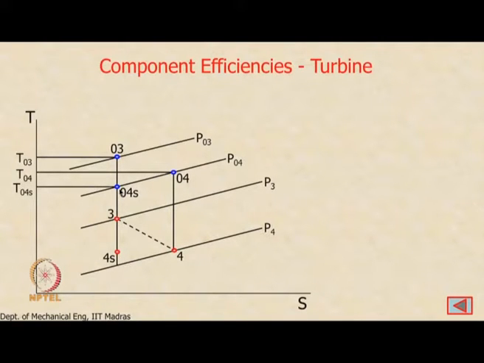So if I do that, the corresponding static state would have been 4s, and the corresponding stagnation state would be 04s. So I can see that if the process had been isentropic, then the amount of work that I would have obtained would be T03 minus T04s, which is more than what I am getting now, which is T03 minus T04.